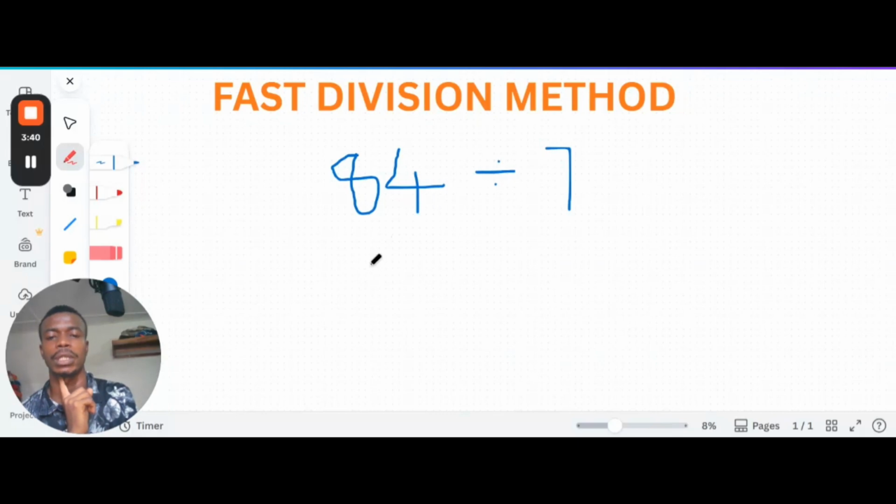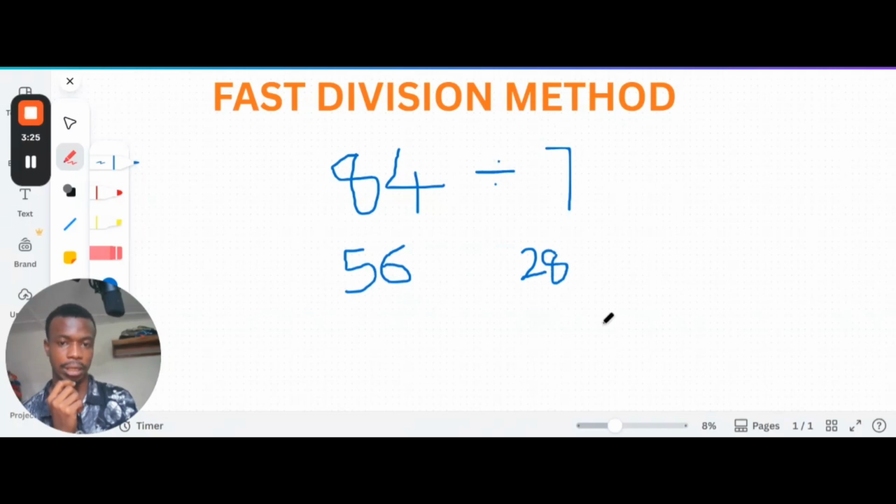So if we take 28 away from 84, how many do we have? We're going to have 56. So let's do 56 divided by 7, and then we do 28 divided by 7, and we add the answers. Now 28 divided by 7 is 4. 56 divided by 7, okay.